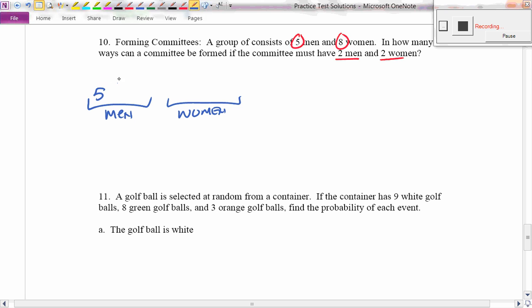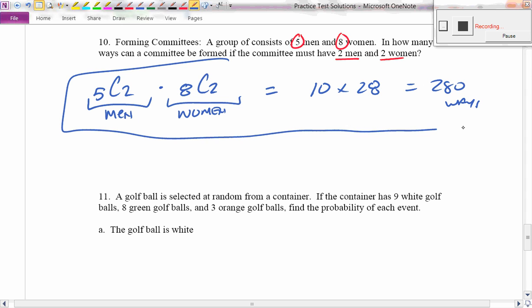Well, that's just a 5 choose 2. How many ways can we pick 2 women from 8? Well, that's just from the 8 women, we're going to choose 2. We're going to multiply those together. So that leaves me with 10 times 28, which gives me 280 ways. So again, this is what I expect to see on the test. Okay, not just the answer of 280.